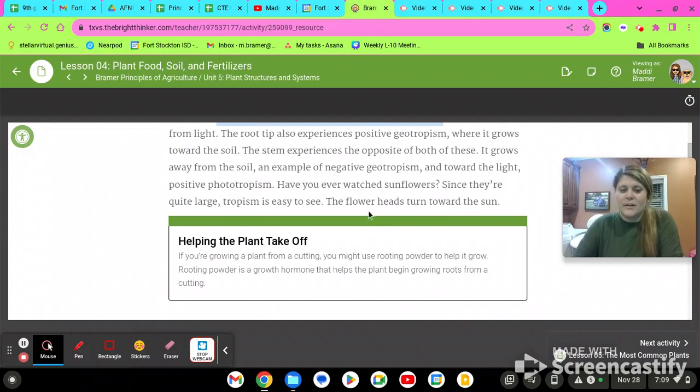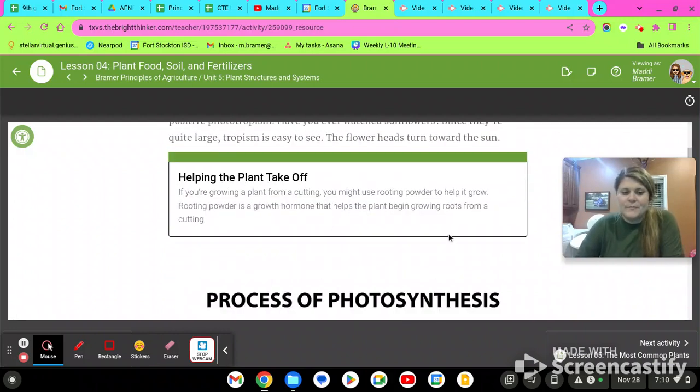So if you ever watch sunflowers, that's why they're called sunflowers. When they're quite large, you can see the tropism. The flowers will turn towards the sun to face the sun at all times to soak up all of that energy to convert to sugar.